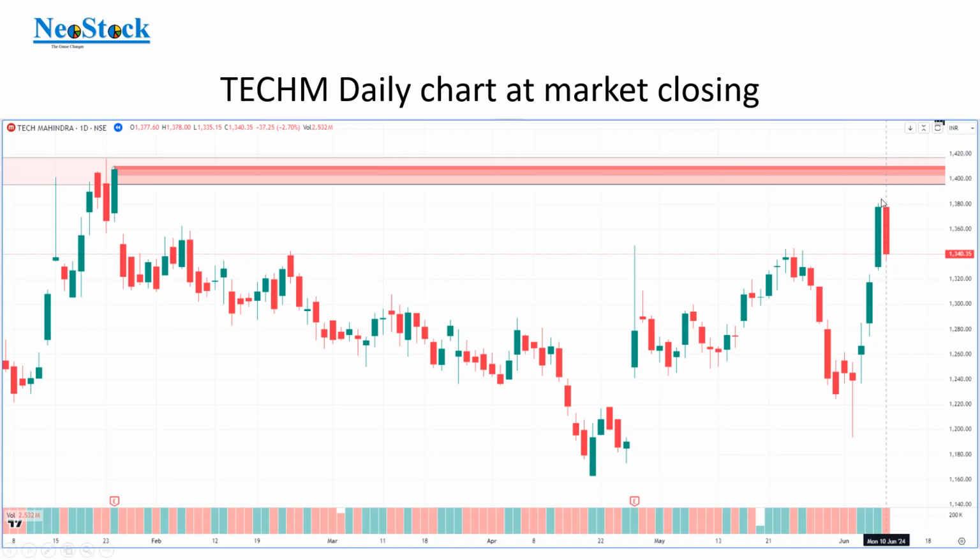But today prices did not enter into this fine tuned area. We didn't get a trade. After market closing, this is what the price action looks like. Today's price action, prices didn't enter into the zone at all. So we didn't get a trade.